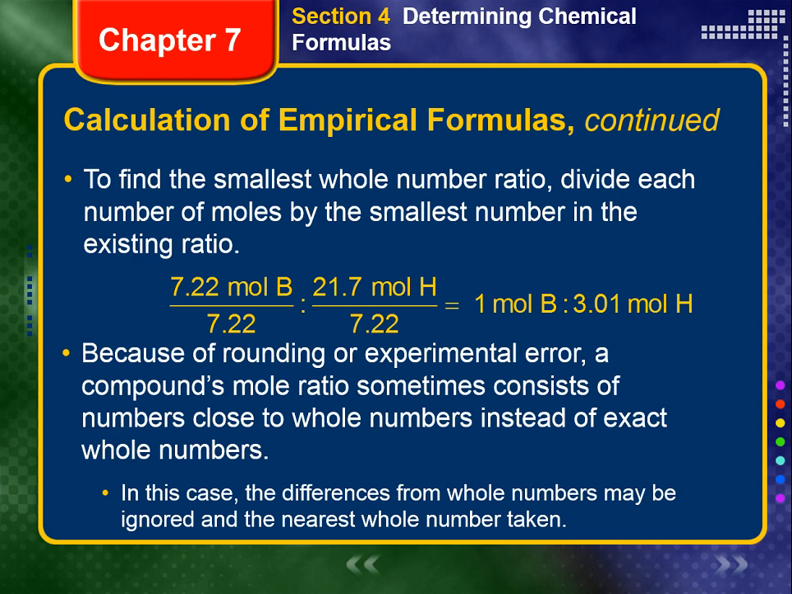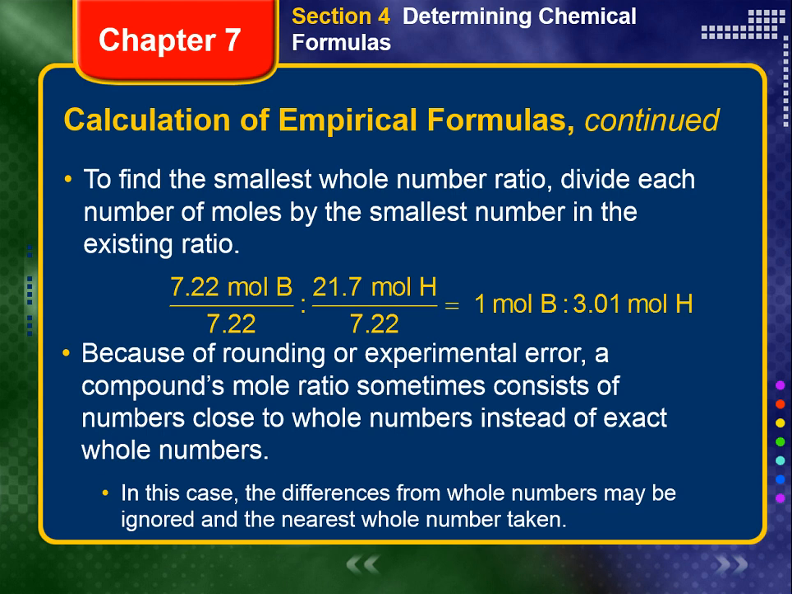Because of rounding and experimental error, a compound's mole ratio sometimes consists of numbers close to whole numbers instead of exact whole numbers. In this case, the differences from whole numbers may be ignored and the nearest whole number taken. Thus, diborane contains atoms in the ratio 1 boron to 3 hydrogens. This compound's empirical formula is BH3.